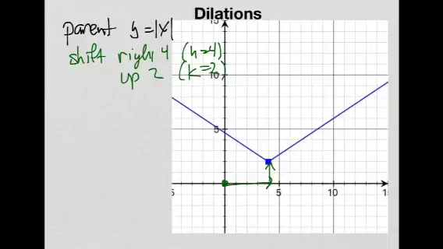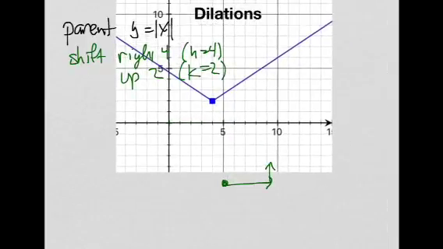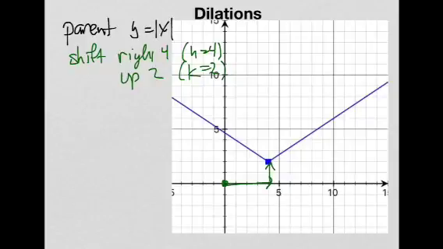Parent function is opening up. So that's pretty much what we would expect there. But we do have a dilation, because when we look at this line, we don't have a slope of 1, which is what the parent function has. I have a different slope. So let's look and see what the slope of this is.